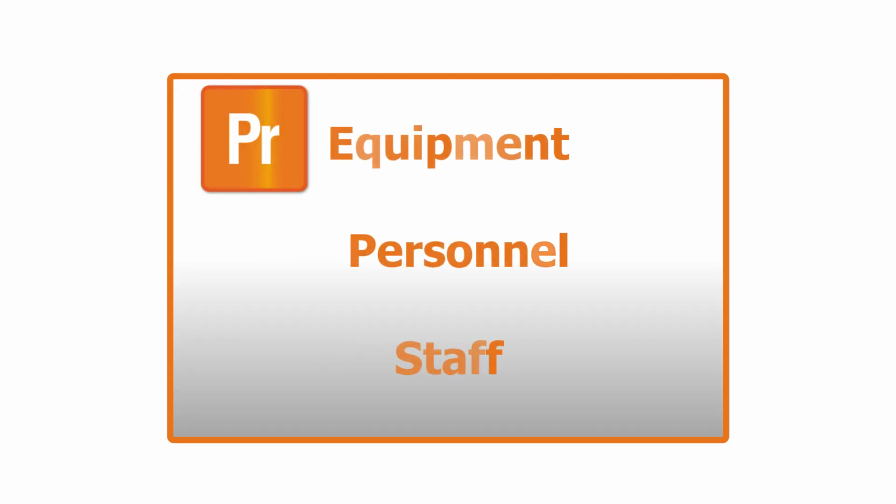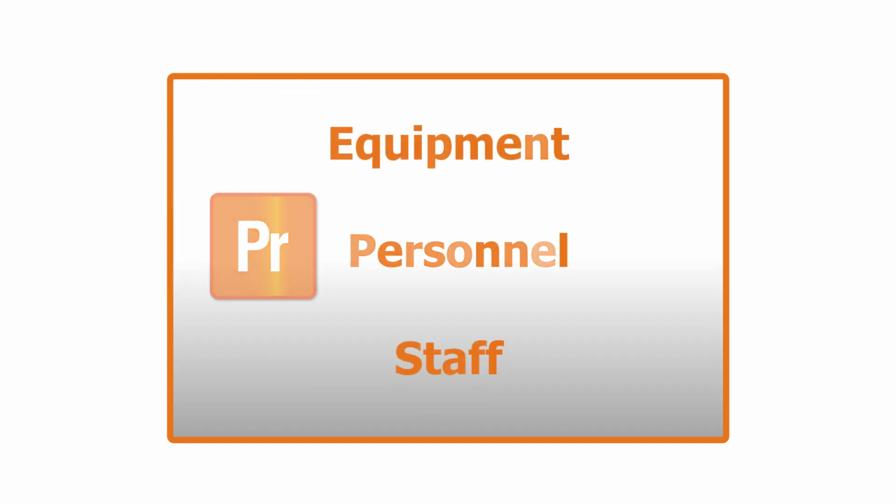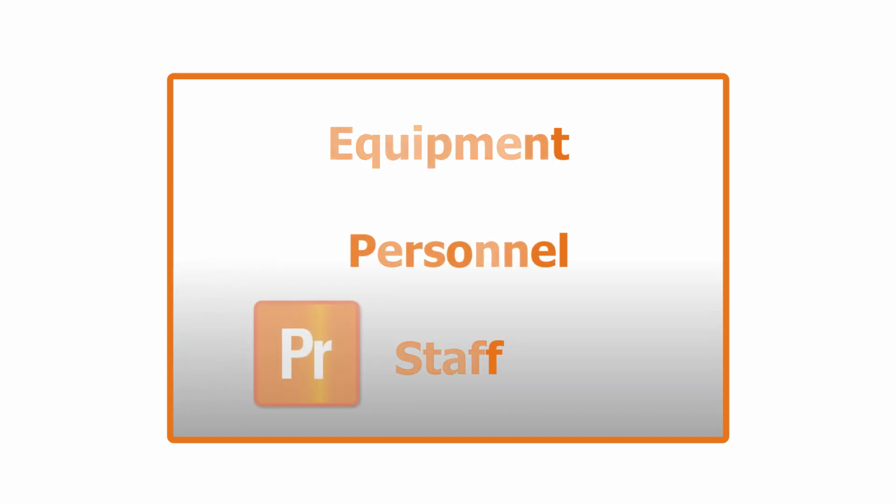Vendor equipment is contractor's equipment used on the contract. Vendor personnel is the contractor's employee type used on the contract. Vendor staff is the contractor's supervisor's name used on the contract.